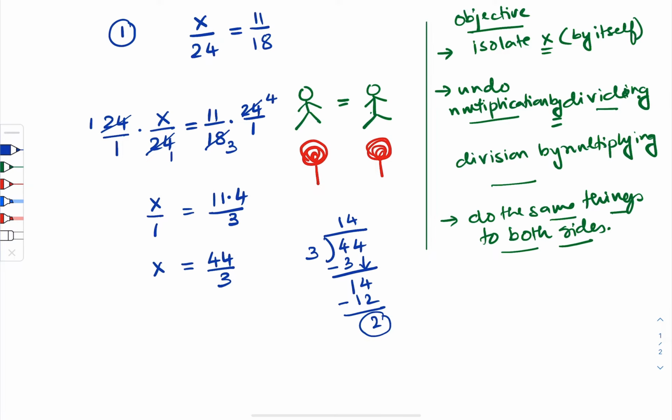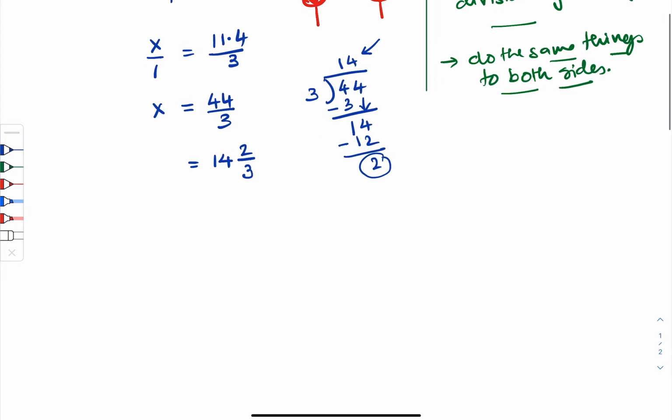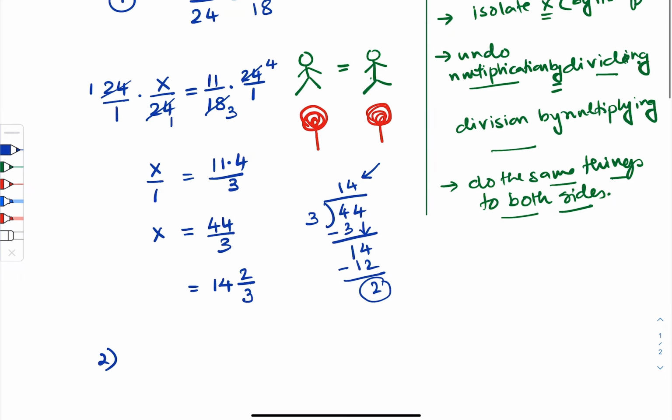Subtract, and I have 2 left as a remainder. Okay, so the answer to this as a mixed number would be, I write the 14 out there, and then the remainder, which is the 2, I put that over the 3. Therefore, you have 2 ways to express this answer, either as an improper fraction or as a mixed number. You could express it as a decimal as well, but let's just keep it simple. Choose how you want to represent it.